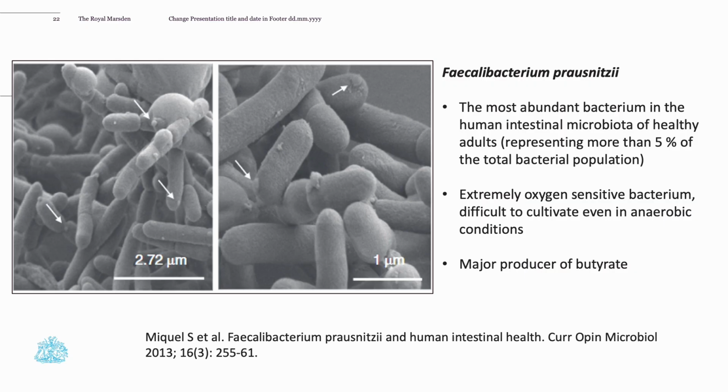I mentioned Faecalibacterium. That's a very interesting microbe. It's very abundant in healthy individuals, representing more than 5%. Very difficult to cultivate. And I have mentioned it because it is a major producer of butyrate, and we are coming back to the short-chain fatty acids.